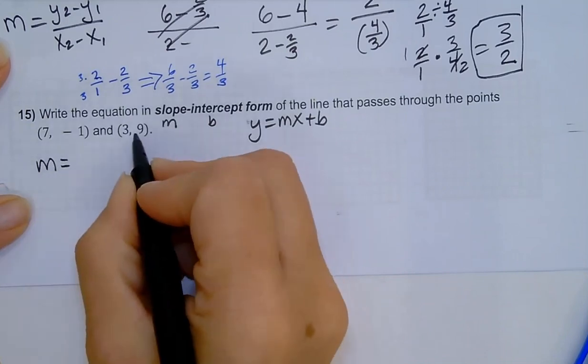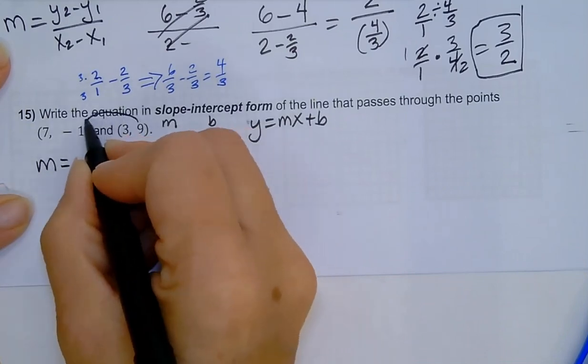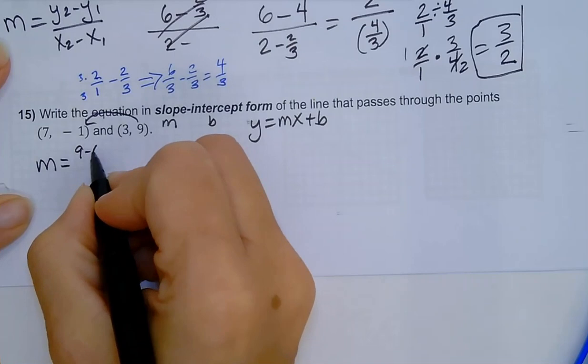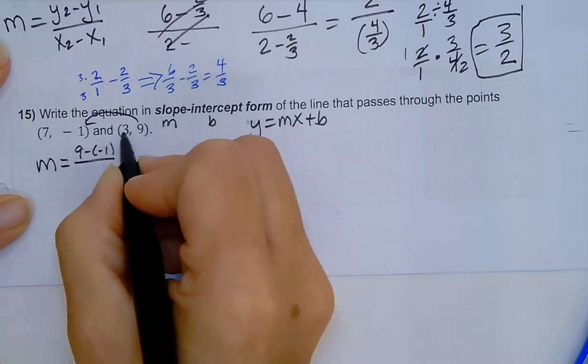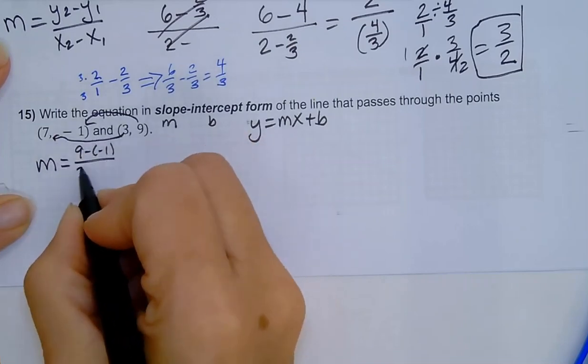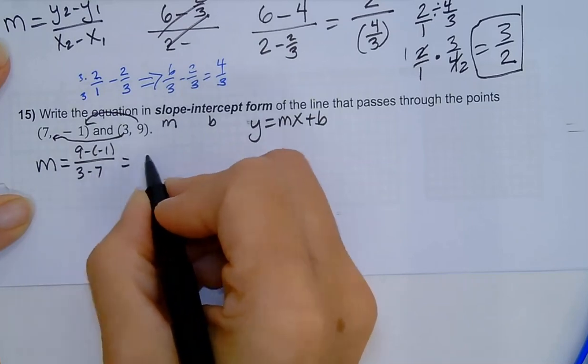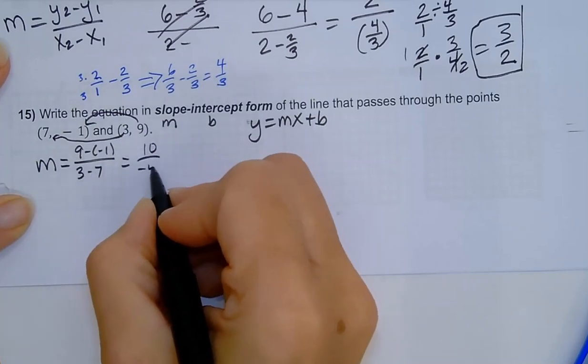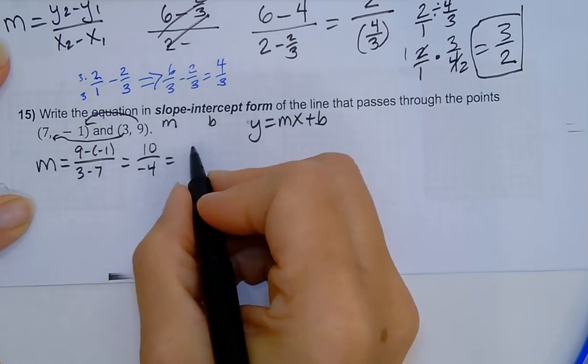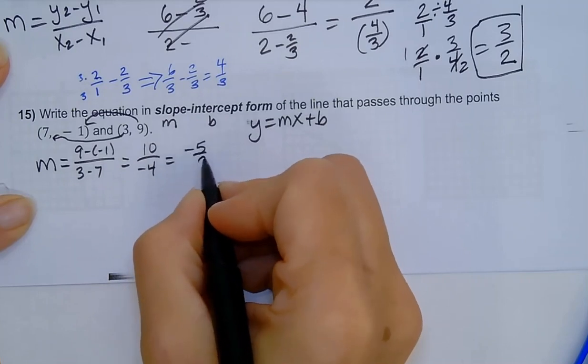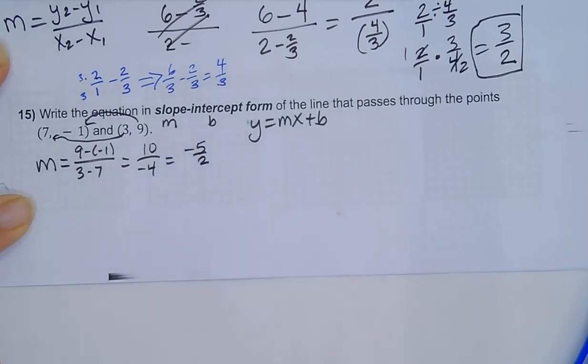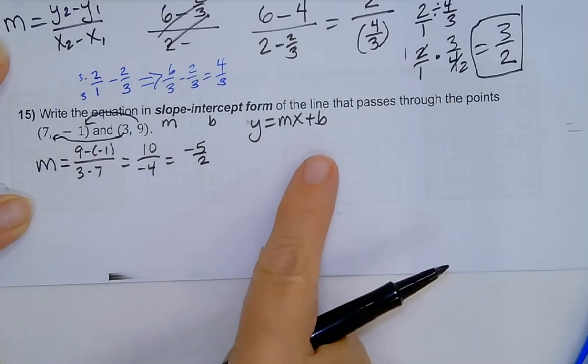M equals y sub 2 minus y sub 1, so 9 minus -1 over x sub 2 minus x sub 1. So that's 3 minus 7. So this equals 10 over -4, which equals -5/2. Okay, so I know it's a negative slope. Now, I need to find my b.